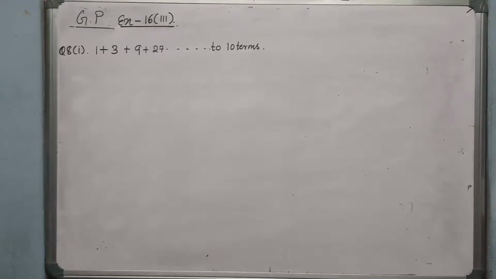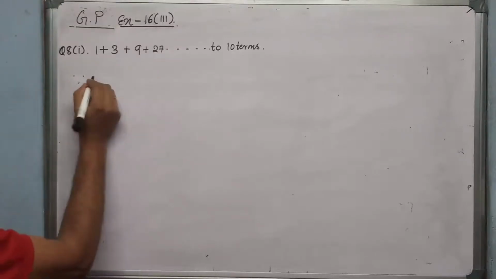Now the next question is question number 8.1. Find the sum of the series. The series is 1 plus 3 plus 9 plus 27 up to 10 terms. That means in this question, the first term is 1, the common ratio will be 3 divided by 1, and n is 10. Now the sum formula that we are going to use over here.